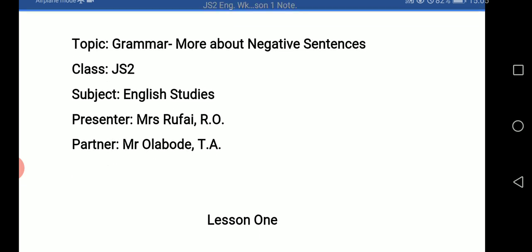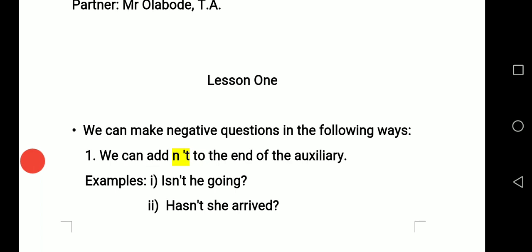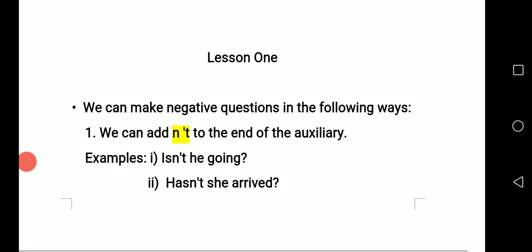The auxiliary is in front of the subject, which means that the questions can be answered by yes or no. So we can make negative questions in the following ways. There are two ways of turning these questions into negatives. One, we can add n apostrophe t to the end of the auxiliary.